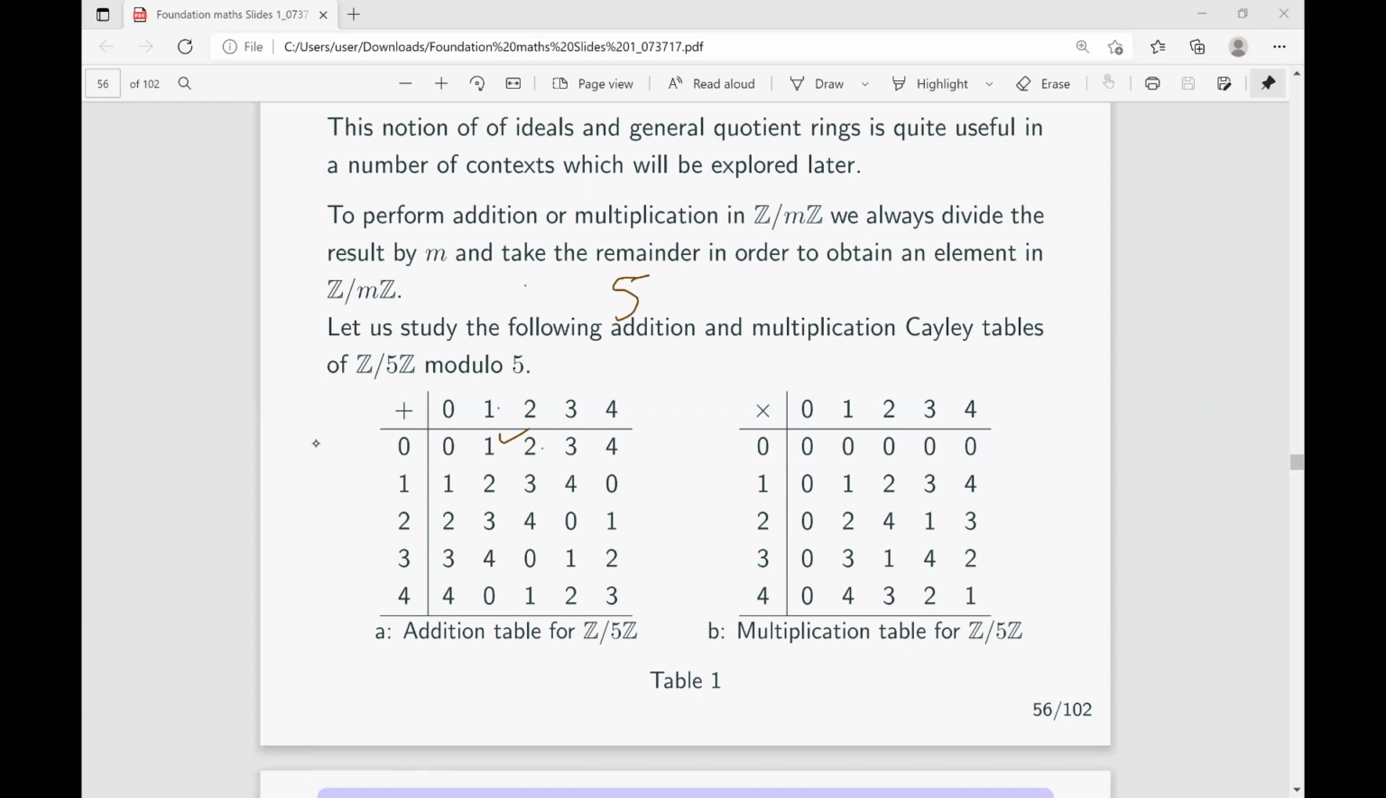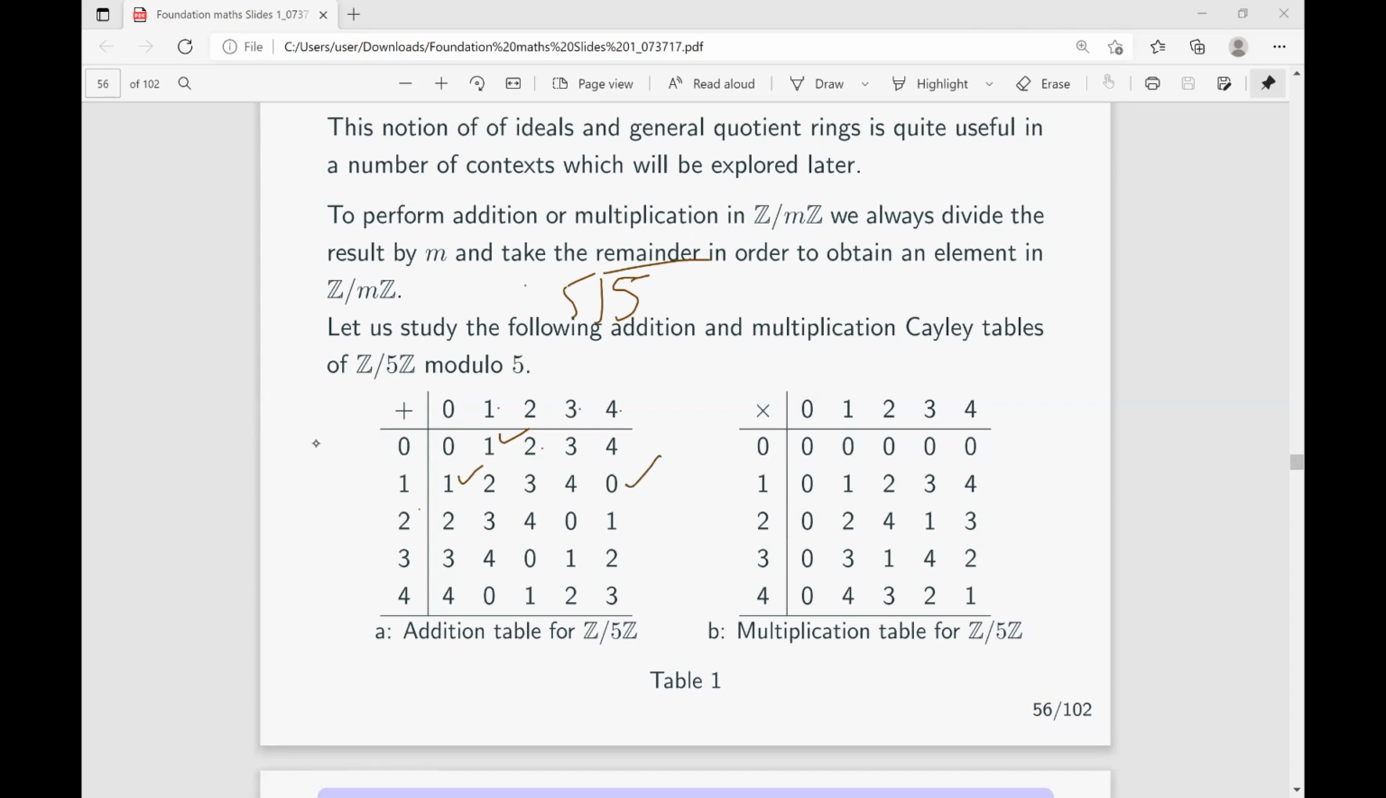0 plus 3, I get 3. 0 plus 4, and so on. Then let me now add 1 plus 0. I get 1. Then 1 plus 1 gives me 2. 1 plus 2 gives me 3. 1 plus 3 gives me 4. 1 plus 4 gives me 5. But you see 5 is equal to 5. Whenever you get something that is equal to 5 or more, at that point you divide by 5 and write the remainder. So when I got 5, you divide by 5, the remainder will be 0.